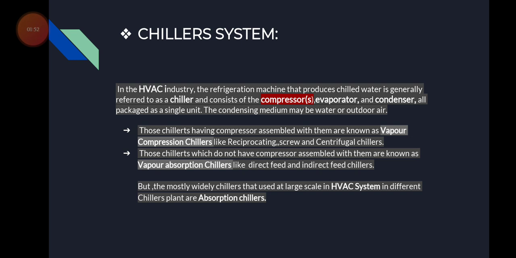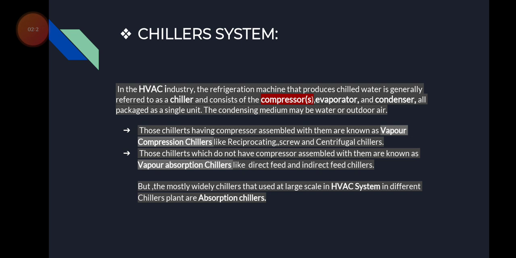The word that I highlighted in this is the compressor, because there are two types of chillers. One is the vapor absorption chiller and one is the vapor compression chiller. Those chillers that do not have a compressor assembled with them are known as vapor absorption chillers, like the direct feed and indirect feed chillers, and those chillers having a compressor assembled with them are known as vapor compression chillers, like the centrifugal, reciprocating, screw and scroll chillers.